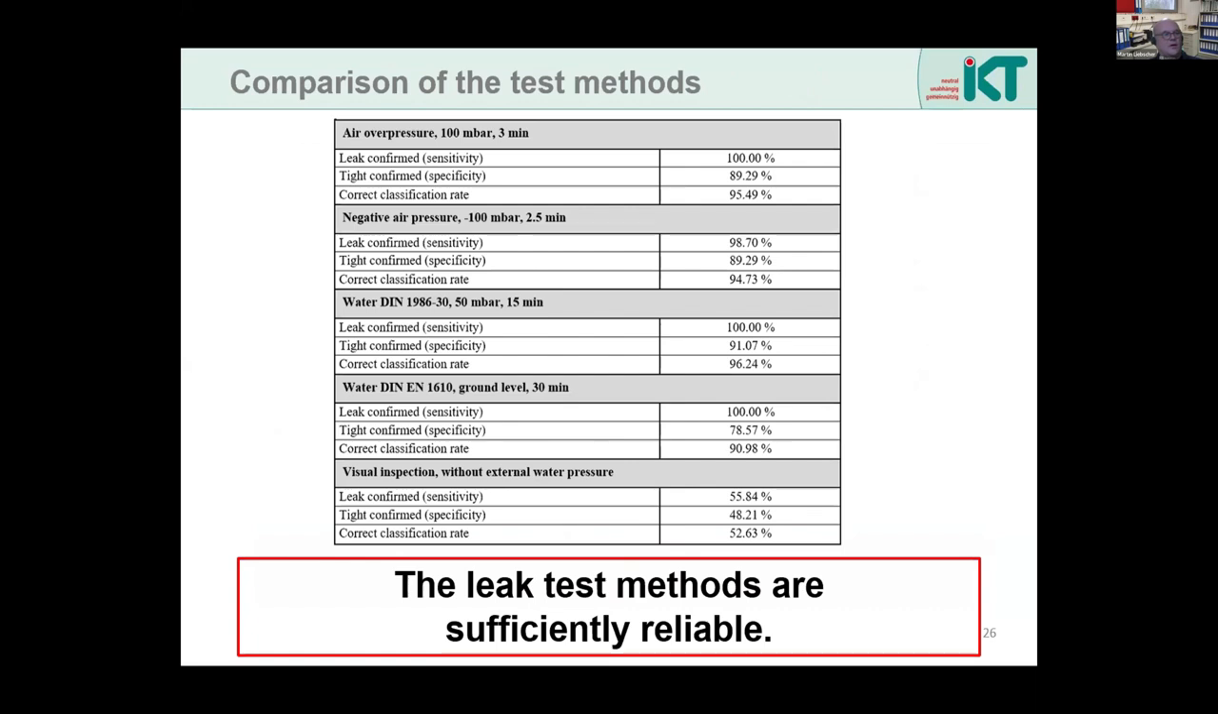Here's an overview of all test methods. And you can see that the leak test methods with air or water, with different pressures, were sufficiently reliable. But with the visual inspection, it is difficult to decide if a pipe is tight or not. You can see the damages, but to decide if it's tight or untight is very difficult for the inspector.